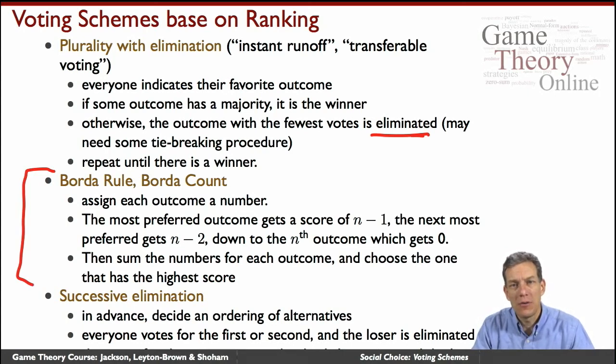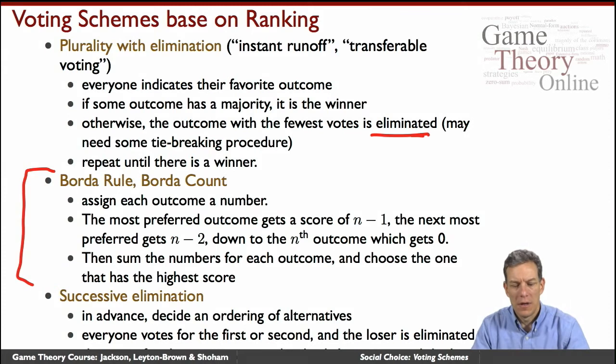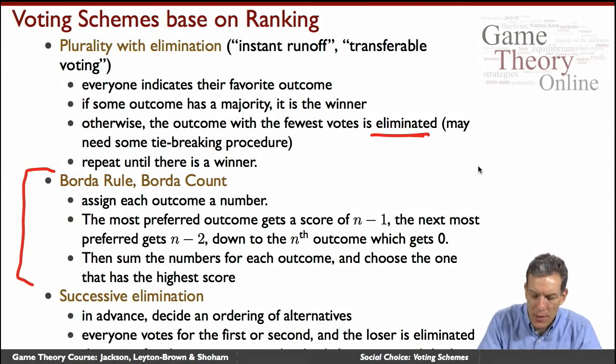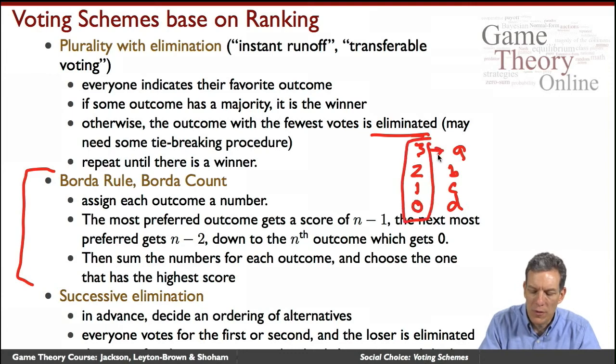How do we pick outcomes under this? In this case, you get to give your ranking, and so you're assigning a single number to each outcome. Generally, suppose I have a ranking of I like A better than B, better than C, better than D. If we had 4 different possible outcomes, I get to give a score of 3 to my preferred, 2 to my second preferred, 1, 0. And so my most preferred gets 3 votes, this gets 2, 1, and 0.